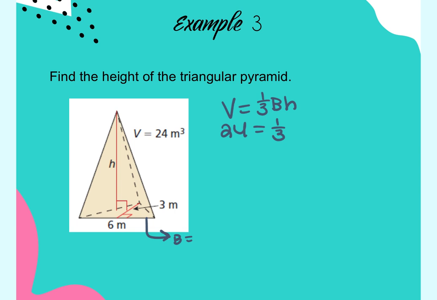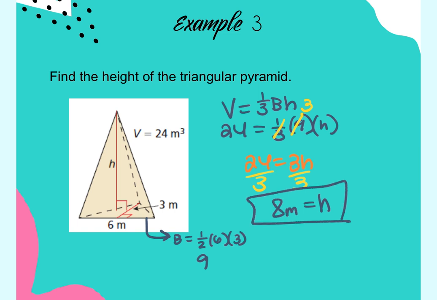You can. You could do 1/2 of 6 and then multiply times 3. You could do that in any order you want, but it's 1/2 base times height. Which is 9. Good. And then parentheses h. Then 1/3 times 9 is 3. Then 24 divided by 3, which is 8. Good. Questions on that one?